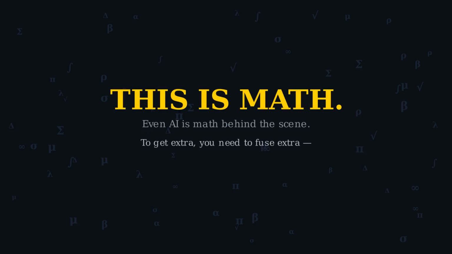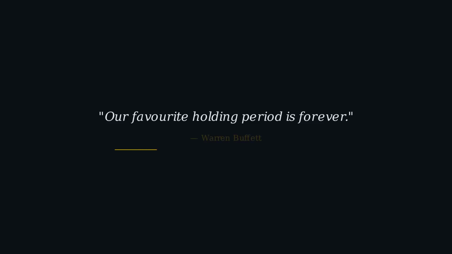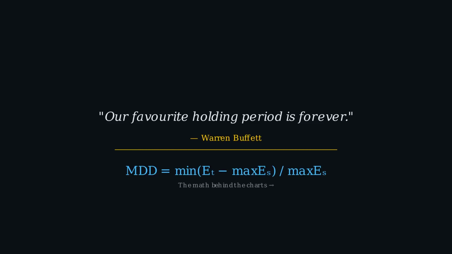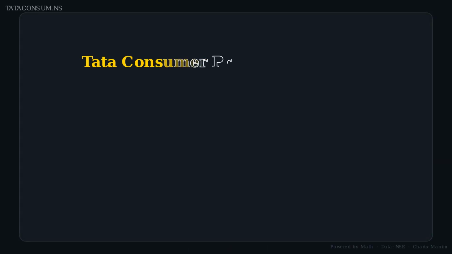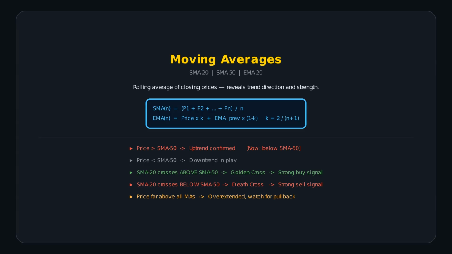This is math. Welcome to the technical analysis of Tata Consumer Products Limited. TATACONSUM.NS is a consumer defensive company with Rs 1.1 trillion. Over the past 3 years, the stock has gained 52.8%. We will break down 4 key indicators: moving averages, Bollinger bands, RSI, and MACD, because every line on this chart is a formula. Let us start with moving averages, the foundation of trend analysis.